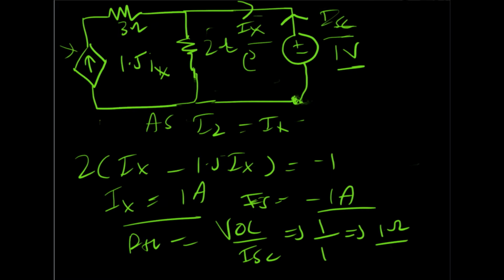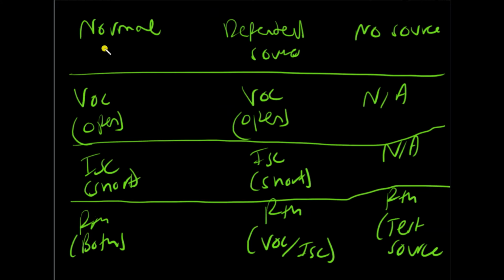So I'll summarize everything we have learned about Thevenin and Norton until now. If we have a normal circuit that has no dependent source and only independent sources, we can find VOC by opening the terminals. If there are dependent sources, we can find VOC by the same method. But if there are no independent sources, finding VOC is not applicable. ISC can be found using a short circuit in a normal circuit. With dependent sources, it can also be found with the same method, but with no source involved, it is not applicable. There won't be an ISC.